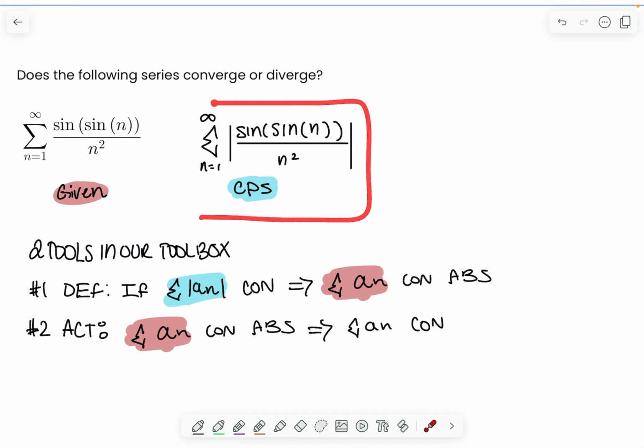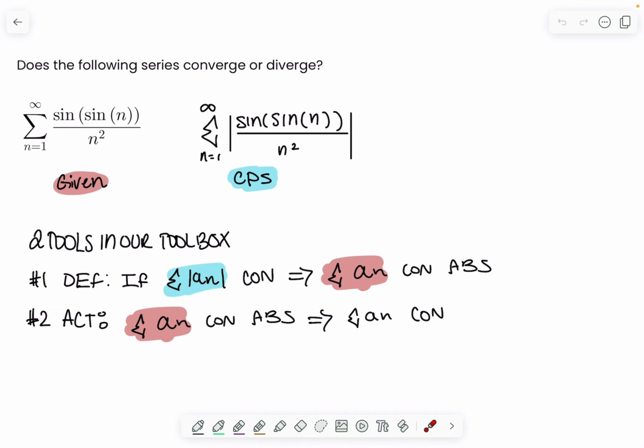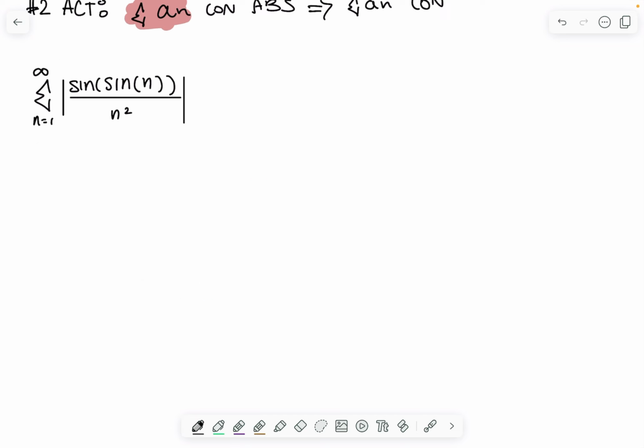So let's go ahead and test this corresponding positive series. Just treat this as one of your regular positive series that you did in the beginning. So I look at this and I'm like, okay, which test am I going to use? Because now that it's positive, I can use DCT, LCT, integral. So which test am I going to use? Well, in my head, I see trig, and then I see a really nice simple n squared. So I'm thinking DCT or LCT first.